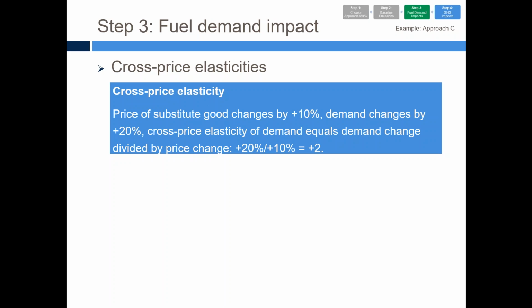And if you can observe that change, and for instance, if it is plus 20%, this is just an example number. If you have plus 20% of increase in demand for public transportation because of the increase of the gasoline price, you will end up with an elasticity, with a cross-price elasticity of +2.